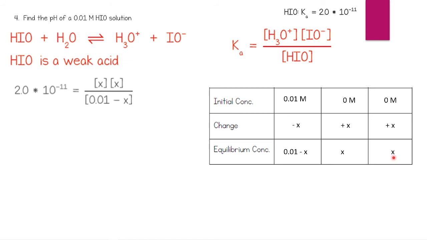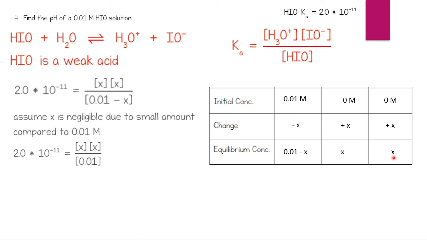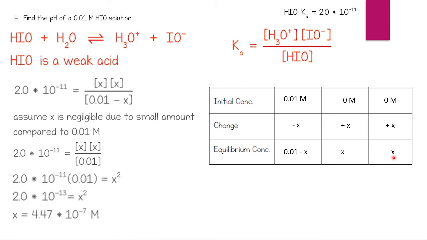Same thing, chuck it in there, and we're going to assume that X is negligible due to the small amount compared to 0.01. Because of rounding, it's not going to make a huge difference. So I'm going to do the exact same thing we just did on the last one. Multiply our Ka by 0.01. That's going to give us x squared, and then use the square root of that to determine what x is. Same thing as before, this x here is going to give you your pH. So your pH is going to end up being 6.3.